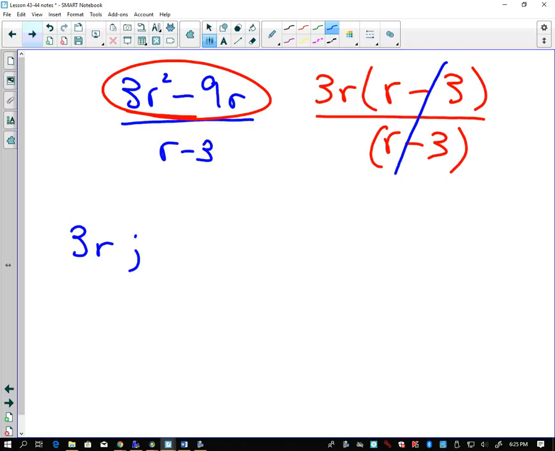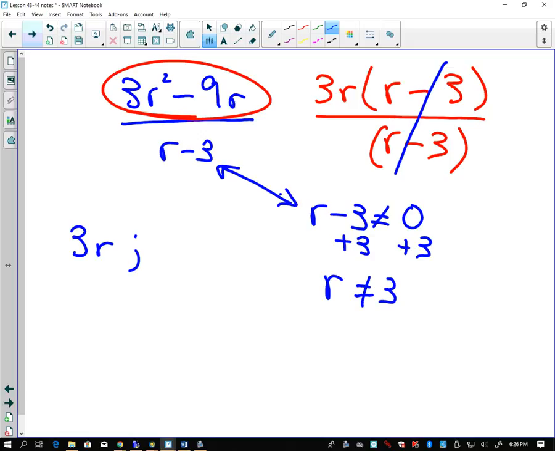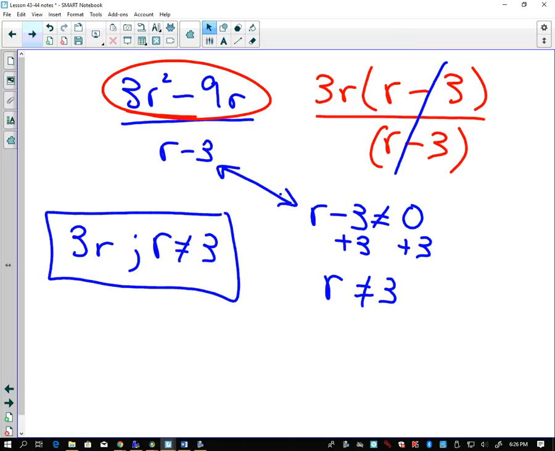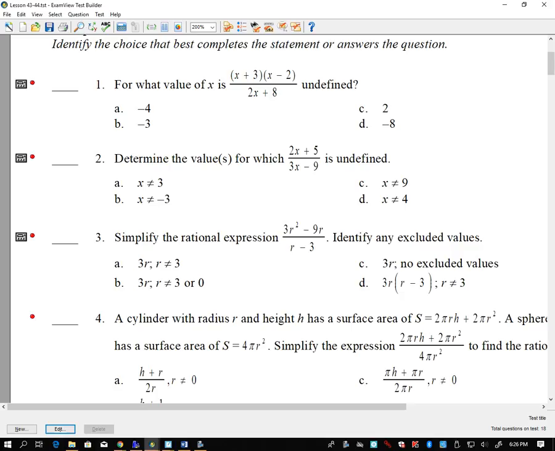Now, it also asked for find any excluded values. That would be r minus 3 from here cannot equal 0, add 3. So r cannot equal 3. That's what we're looking for here. Let's see what it looks like over here. Okay, 3r and r cannot equal 3. That looks like A for my answer on that one.